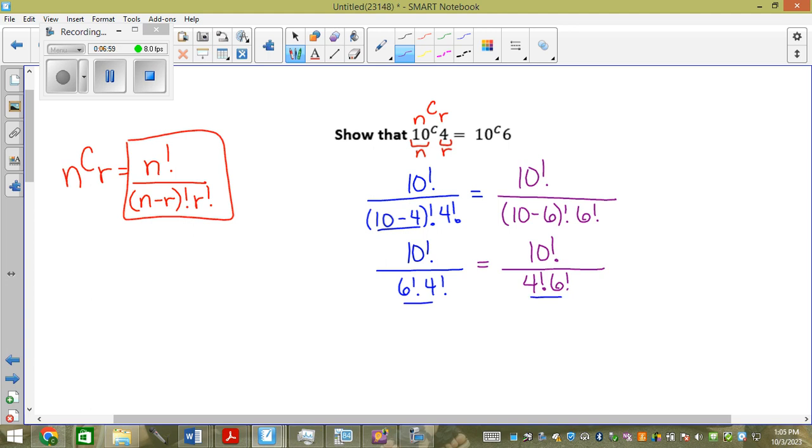We agree? So if I look at 10C4 and 10C6, can anyone see a pattern of how I got these? What's the difference between those? 6. What's the difference between those? 4. The difference is each other, correct? And because the formula has a difference in here, and then the number repeated, the difference between 10 and 6 is 4, and then 6 repeats. The difference between 10 and 4 is 6, and then 4 repeats. It only works with C's.